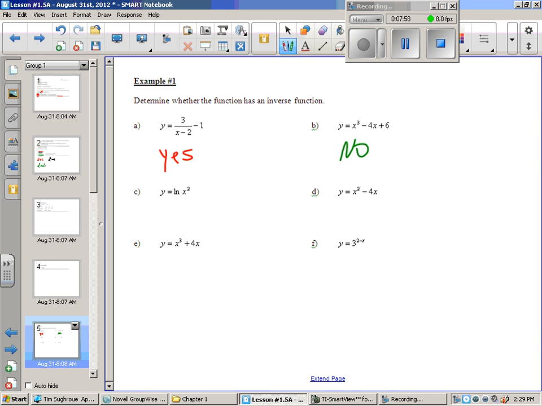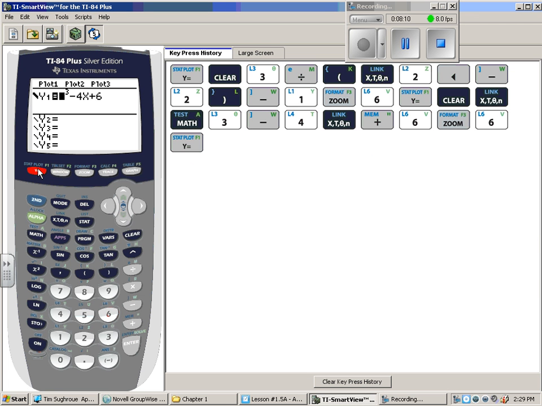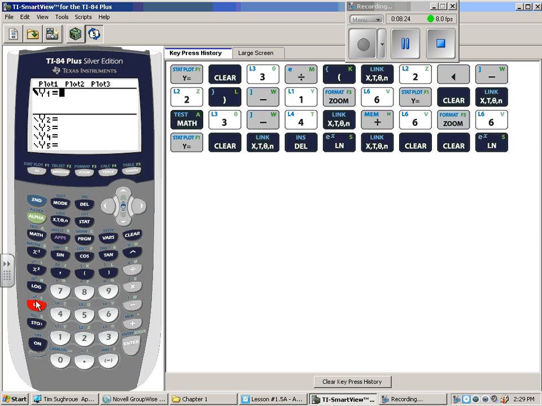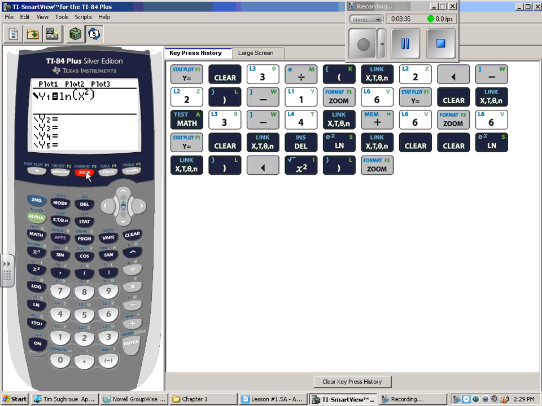The natural log of x squared. This could be kind of challenging. When we take a look at it, if we type it in just like it looks, the natural log of x squared, we're going to get y equals the natural log of x squared. That's exactly why I like to use the calculator in class, because of these buttons. Zoom 6. If you take a look, it comes here, and then it comes back up.